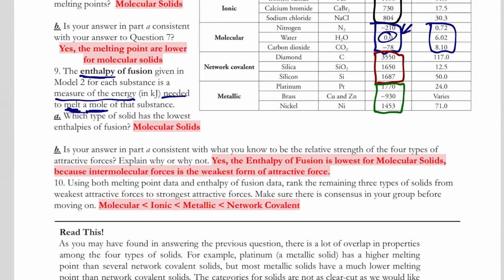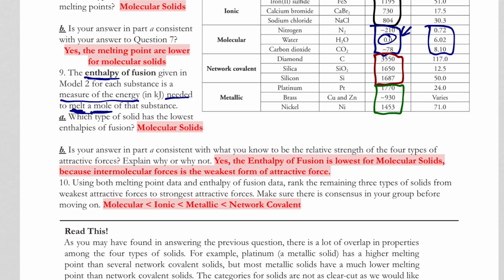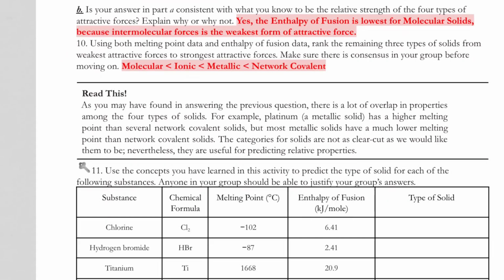That makes sense because the enthalpy of fusion is going to be lowest for molecular solids, since they are the weakest form of attraction. The order goes from molecular to ionic to metallic to network covalent being the strongest and the highest. All right?